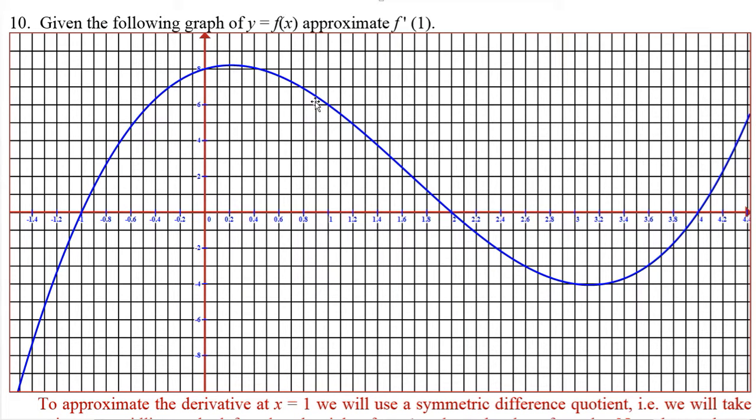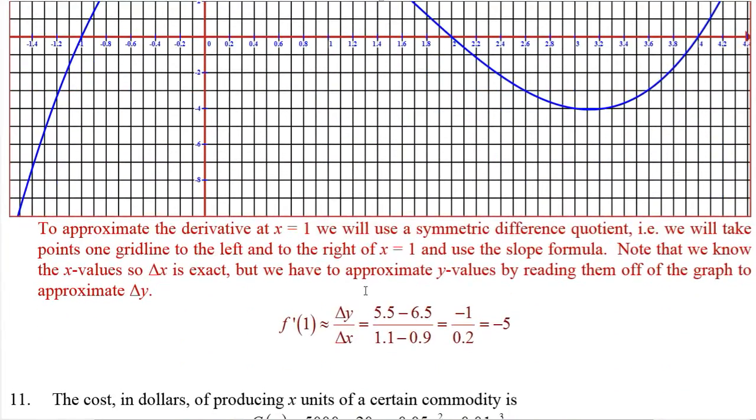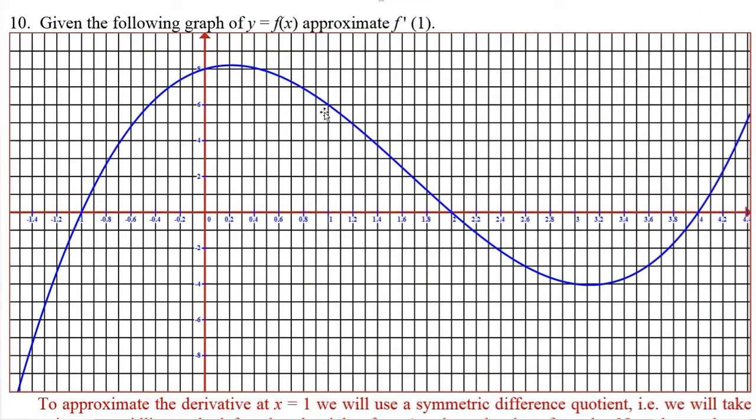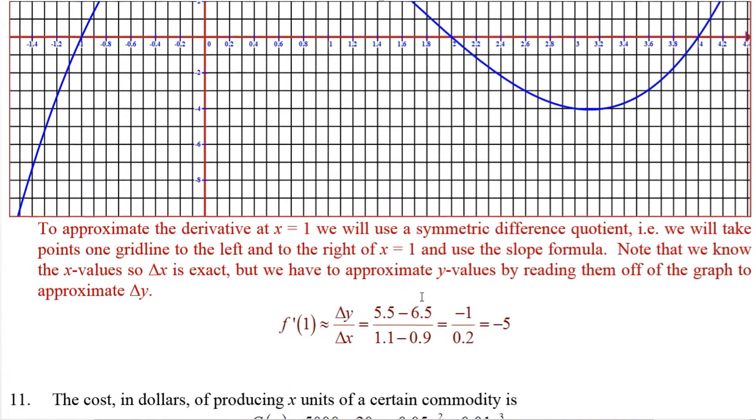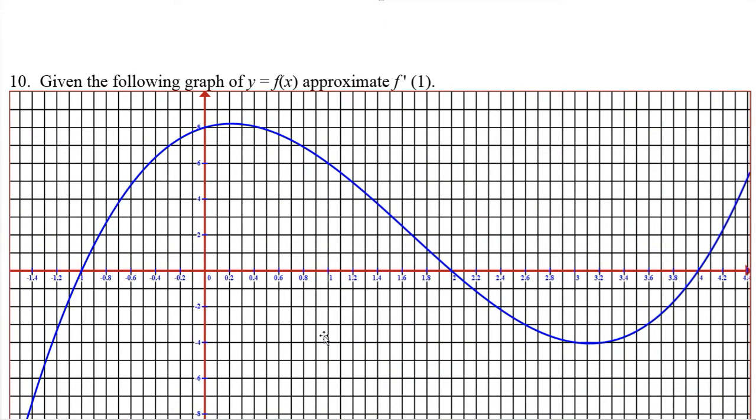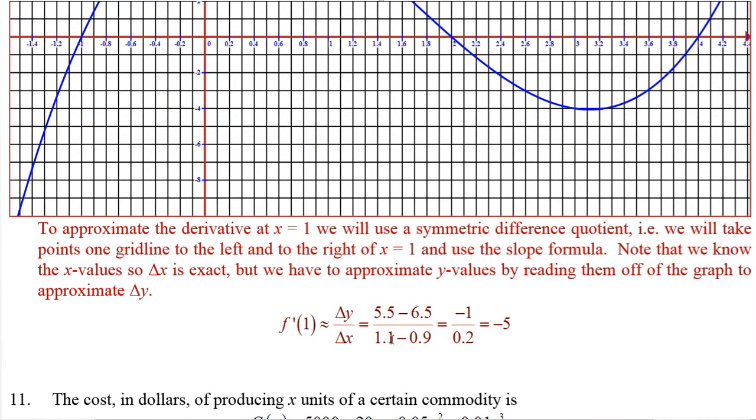Okay, how about this one here? This one here is between 6 and 7. It's close to 6.5. I want to say 6.4, I think. No, 6.5 is probably closer. Okay, and then we work that out. So 5.5 minus 6.5 is negative. So we have a negative slope, decreasing function. And the denominator is 0.2, and that works out to be negative 5.